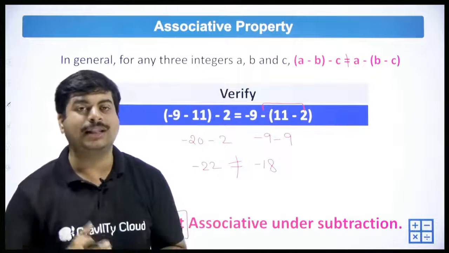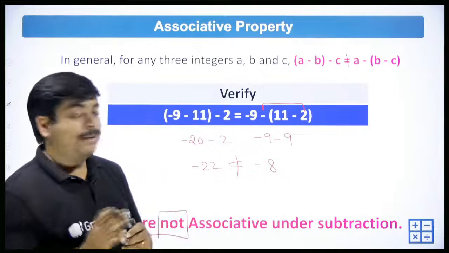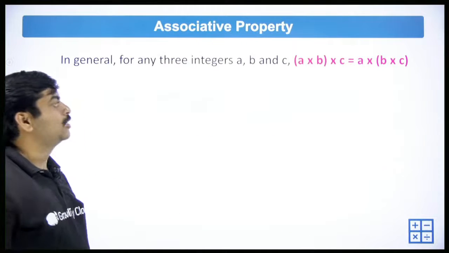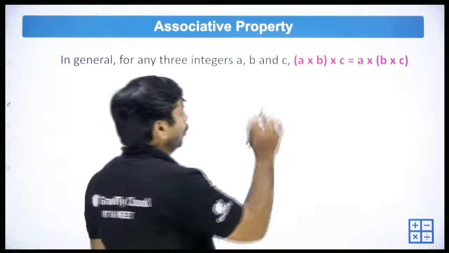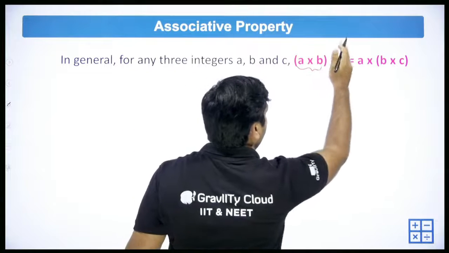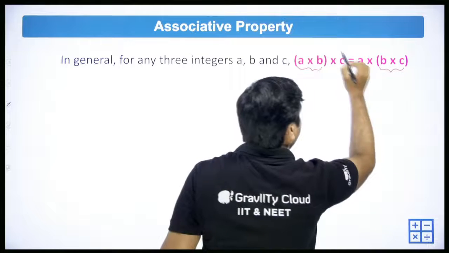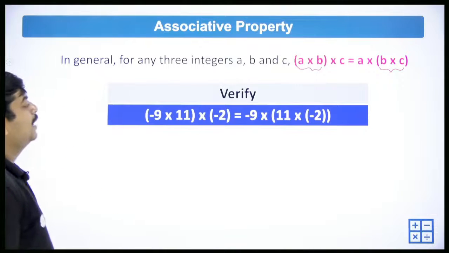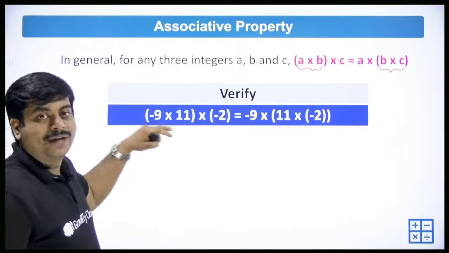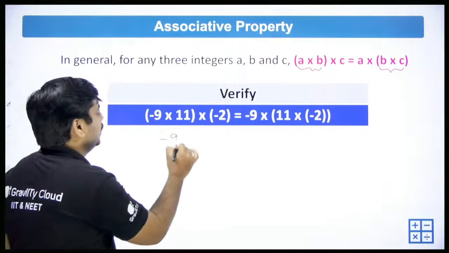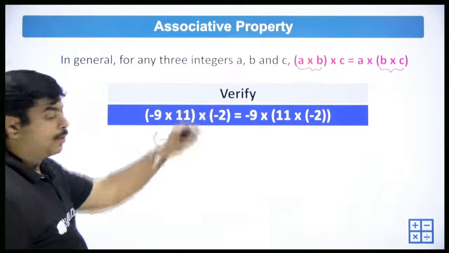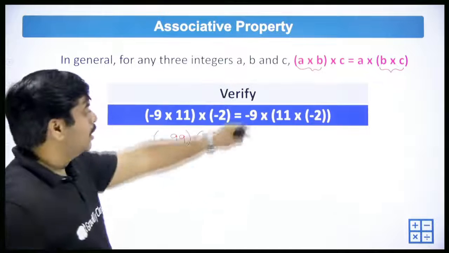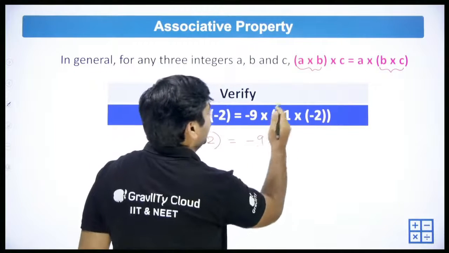Let us try to see for multiplication and then for division. The same for multiplication, (A × B) × C and A × (B × C). Let us try to apply that. For multiplication, let us find the product of A and B and then with C, or the product of B and C and then with A. Let me take a small question. Minus 9 into 11. 11 nines are 99, we have a negative, so minus 99 into minus 2.